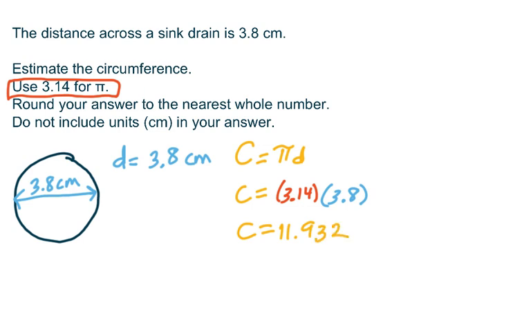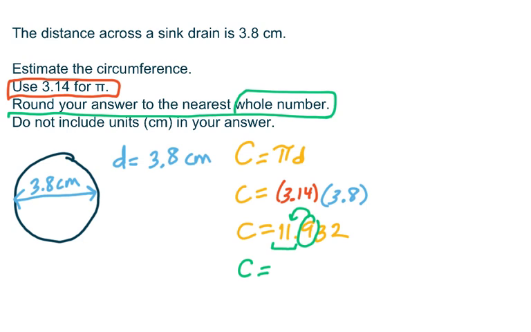We were then asked to round. The instructions say to round your answer to the nearest whole number. So to round to the nearest whole number, let's find the whole numbers here. We'll look at the next value, which is 9. 9 causes us to round up because it's greater than 5. And so we should have chosen the answer of 12 centimeters for our estimate.